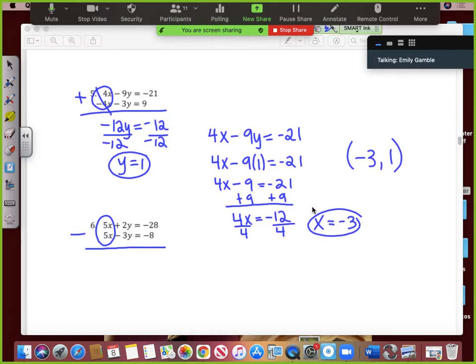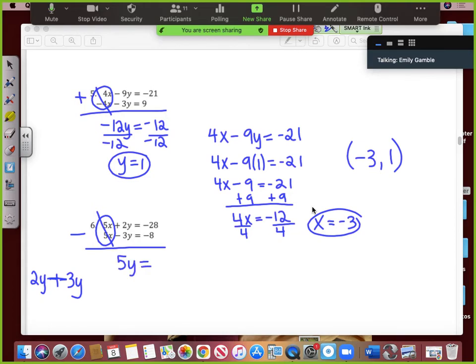5x minus 5x cancels out, so those go away. You just have to be careful when you're doing the next part. You have to do 2y minus, that's a negative 3y. This can get a little bit tricky with subtraction because if you ever subtract a negative, it ends up actually being addition, because subtracting a negative is the same thing as addition. So when we do 2y minus negative 3y, it actually turns into 5y.